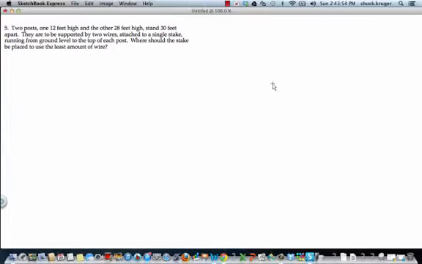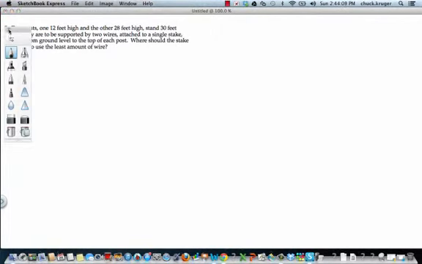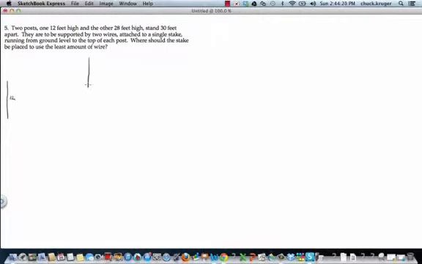Alright, this is problem number 5 on section 3.7, optimization problems, and in this case we have two posts. A shorter one that is 12 feet high, and a larger one that's 28 feet high, and they're separated by 30 feet.